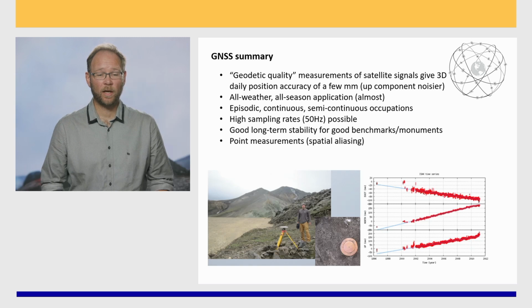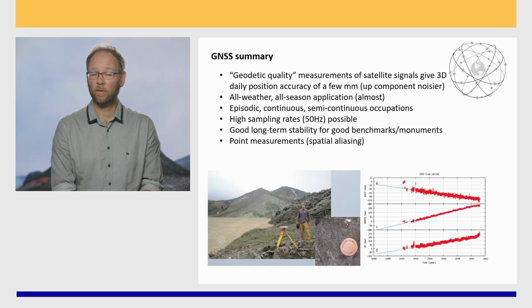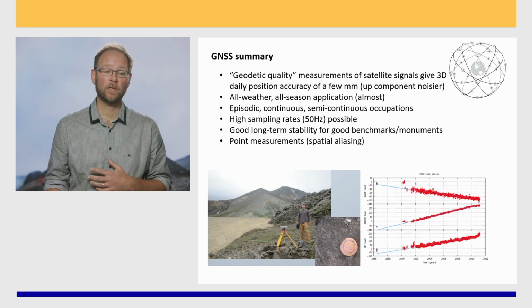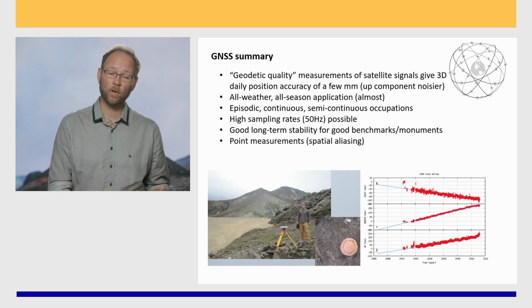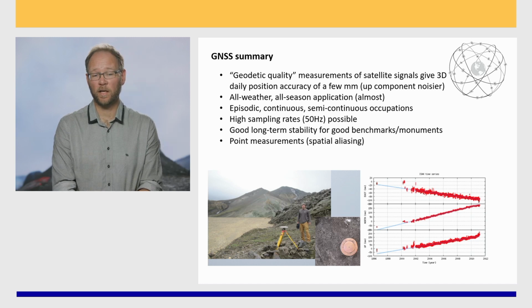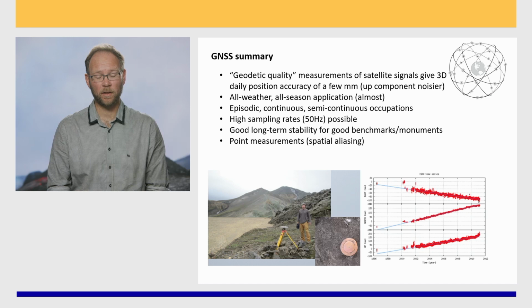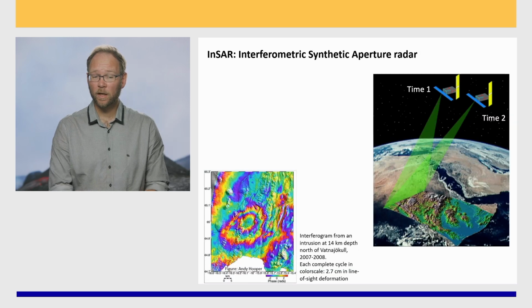Okay, to summarize, there are geodetic quality measurements that we get from GNSS. This is an all-weather, all-season application. We can run this instrument continuously or semi-continuously, or we can just go and visit benchmarks every 1 or 5 or 10 years, whatever. We can also run these with high sampling rates, so we can look at seismic waves with this kind of data. And if the benchmark is well located, there's good long-term stability. But a problem with this technique is that these are always point measurements, so one needs to go to the particular location. So let's look at a different technique.